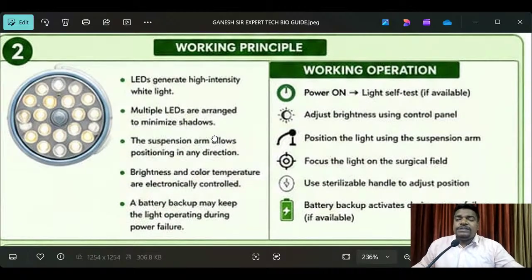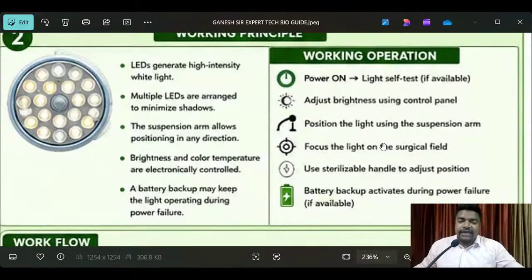Now, the working principle I have completed. Now come to the point: I want to show you the working operation. This is very important, because if you don't know how to operate the medical equipment, if you don't know how to operate the OT light, that is very dangerous. The operation theater is a critical situation and a very dangerous area. That's why you should be skilled and not waste your time.